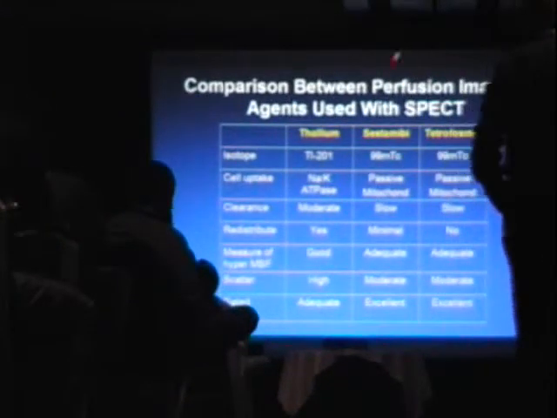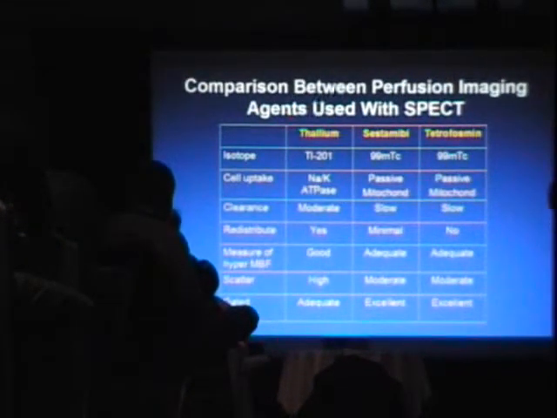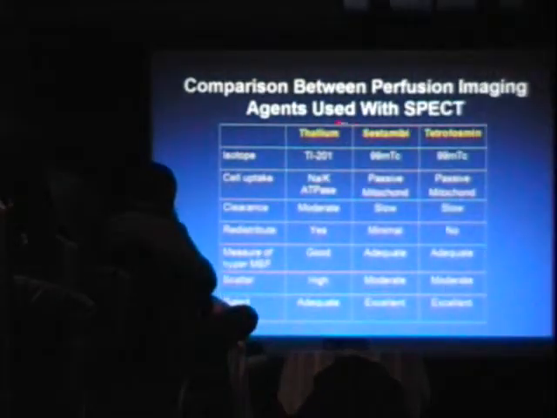In looking at perfusion imaging, the workhorse, of course, is going to be SPECT imaging. The tracers that we use are thallium, and then technetium-labeled tracers, either sestamibi or tetrofosmin. Obviously, the main things you're looking at here in terms of physical differences are that thallium has a lower energy window compared to technetium.